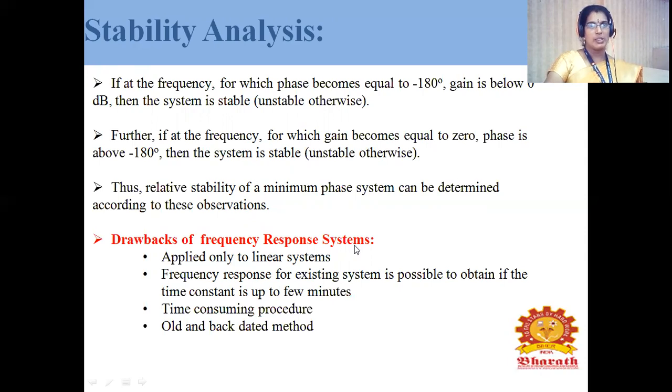Drawbacks of frequency response: it is applied only to linear systems. We can't use Bode plot for non-linear systems. Similarly, frequency response for existing systems is possible to obtain if the time constant is up to a few minutes. It is a tedious process, so it is time consuming and an old, back-dated method. Okay, so this is the oldest method.